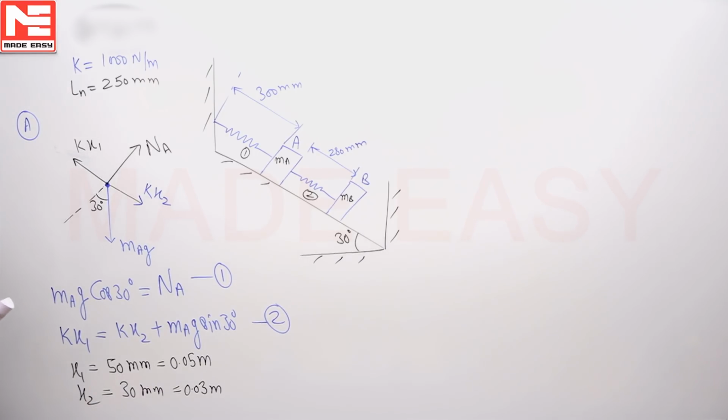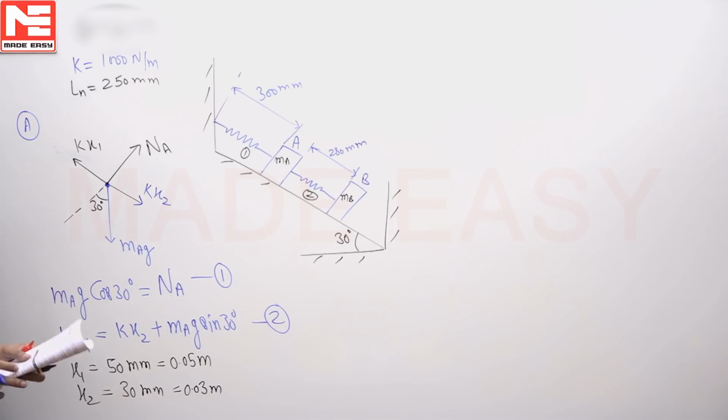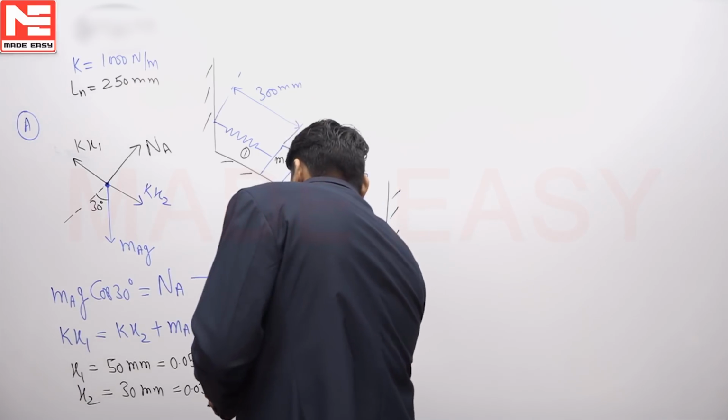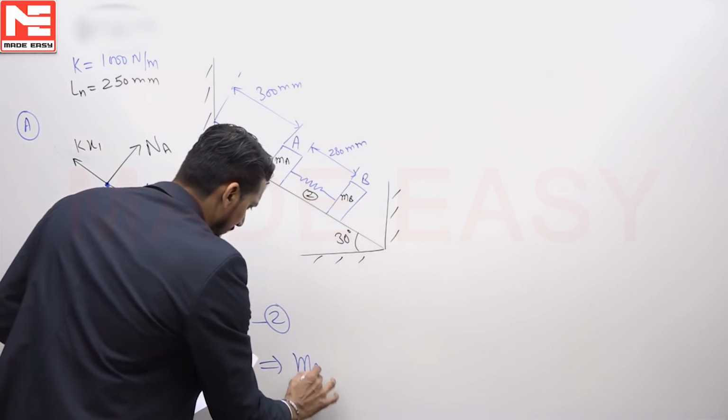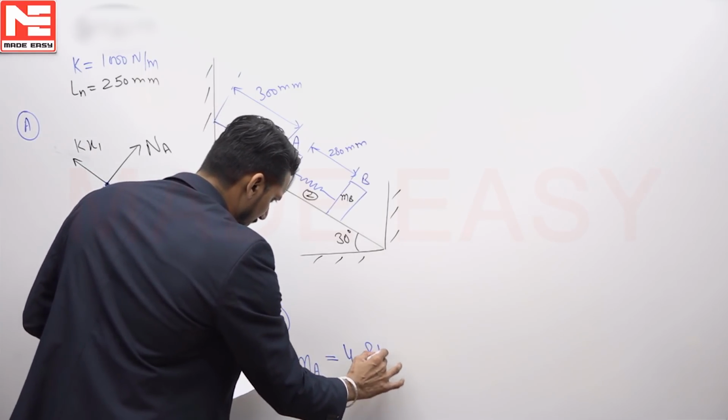Here, how many unknowns? Na is one unknown, and Ma is second unknown, and K is known, x1 is known, x2 is known, Ma is unknown, g is known, sin 30. Two equations, two unknowns. Can't you find out the forces? Can't you find out the Na and Ma? Okay, if you do not wish to find out Na, do not find, but at least find the Ma. So just put down here that after solving this, Ma will come out equal to 4.08 kg.